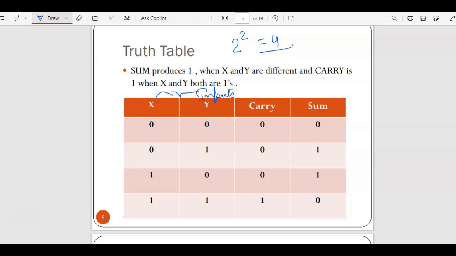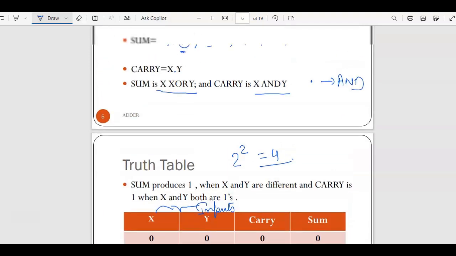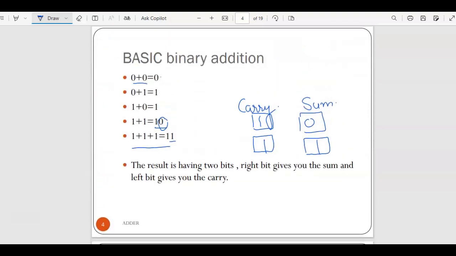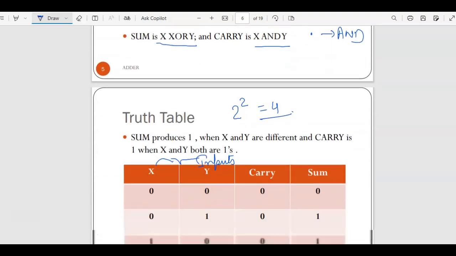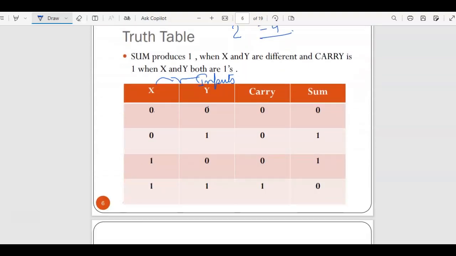So if you remember the rules of binary addition, you can just go through it. 0 plus 0 will give you 0. 0 plus 1 is 1. 1 plus 0 is 1. 1 plus 1 is 1 0. And 1 plus 1 plus 1 is 1 1. So we are going to follow the same. So 0 plus 0 will give you 0, right? Carry is something we will check, where the output is giving you 2 digits. In that case, we have to consider the carry. So sum is 0 only.